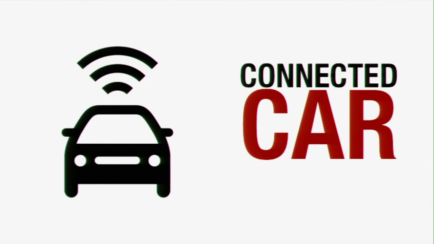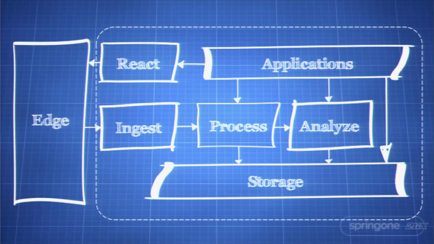So with the connected car, let's talk a little about IoT architectures. If you're familiar with IoT architectures, you might have seen a diagram like this before. Essentially, there's a loop going on that you participate in. It starts off at the edge. The edge is essentially your device. It's the thing. So it's the Nest in your home. It's the car in this case. It's the jet engine, et cetera.